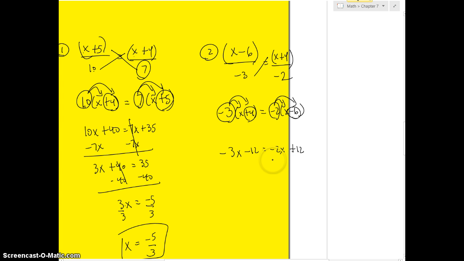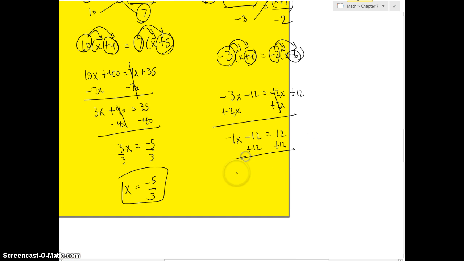Let's collect my variable terms. I'm going to add 2x to both sides. That leaves me with negative 1x minus 12 equals 12. I'm going to add 12 to both sides. And be careful here. It leaves you with negative 1x equals 24. And then we must divide by negative 1 to give us our answer, negative 24.